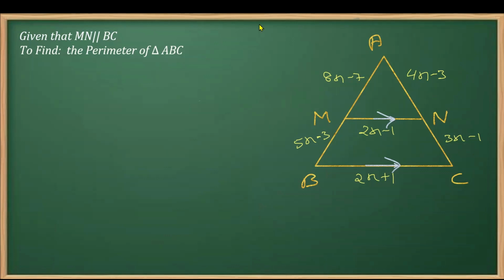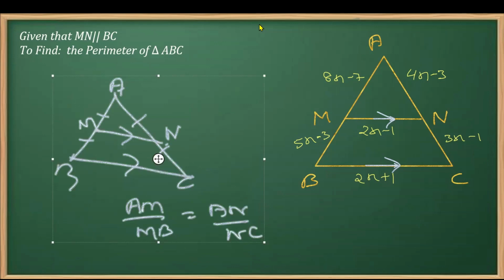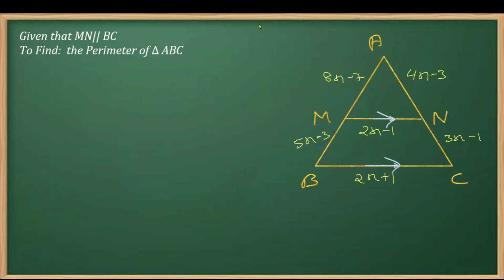the basic proportionality theorem. So what does the basic proportionality theorem say? It says if a line is drawn parallel to one side of a triangle, say MN is drawn parallel to BC, then it divides the two sides in the same ratio. That means in this case, we'll have AM over MB equal to AN over NC. This property is called the basic proportionality theorem, also known as Thales theorem. If I apply this property, AM over MB should be equal to AN over NC.